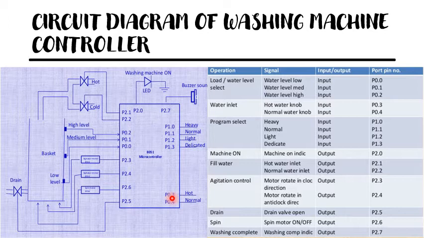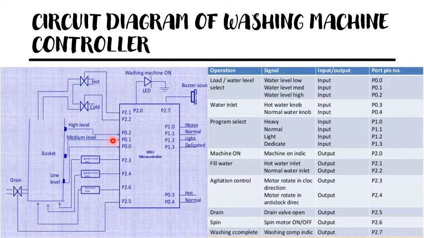These output signals are available from port 2.0 to port 2.7. Port 2.0 is connected for washing machine on status indication. Port 2.1 is used to turn on the hot water solenoid. Port 2.2 turns on the cold water solenoid.